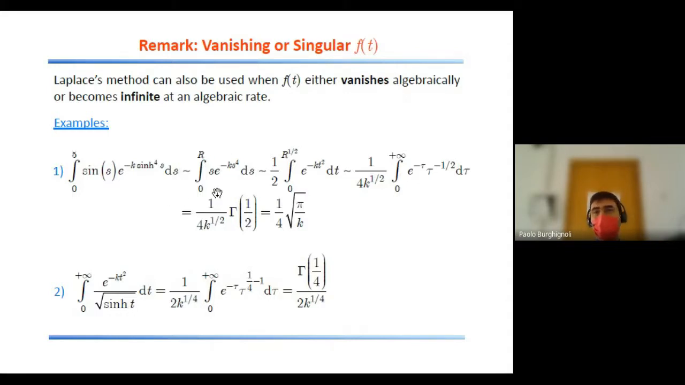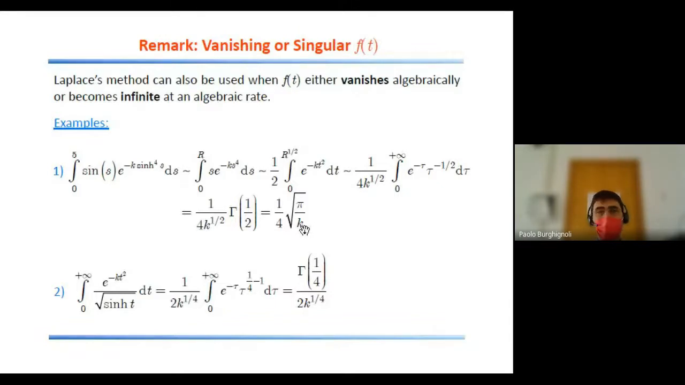Then we can change variables. So we let s squared be equal to t, and this gives you this second form of the integral. Well, now the upper integration limit is the square root of the previous one. And finally, we again change variables. So we introduce tau in order to have the standard exponential, and the integral is evaluated to 1/2. So the final asymptotic form is this nice expression, proportional to k to minus 1/2. This is a first example.